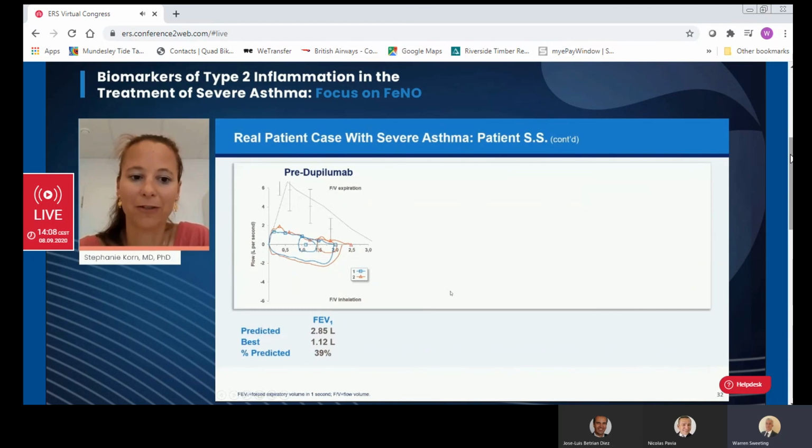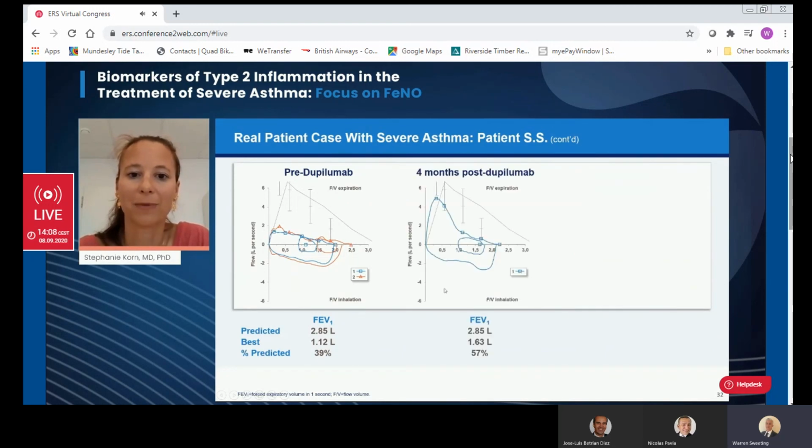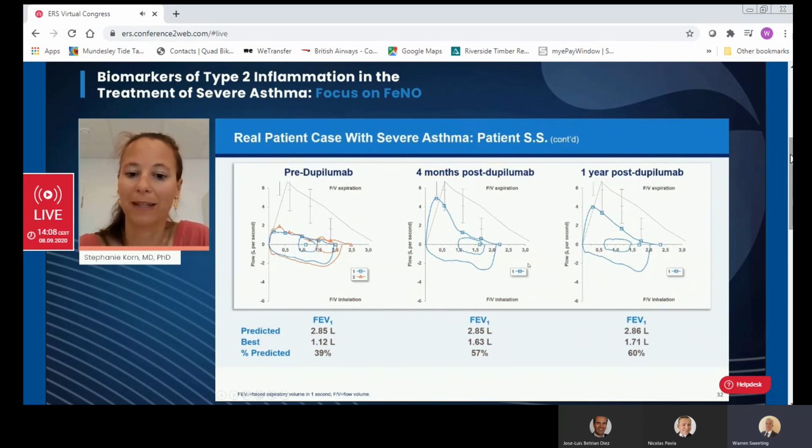When looking at her lung function, this was lung function prior to dupilumab. We've already seen that. This was her lung function 4 months after dupilumab treatment, so a significant improvement. And after 1 year, this improvement was maintained.